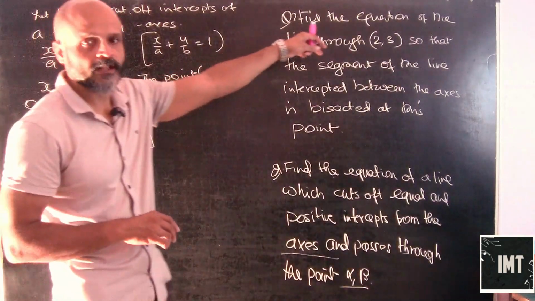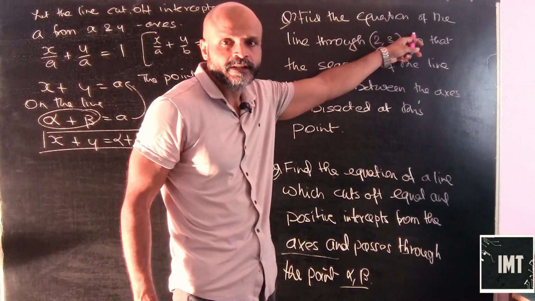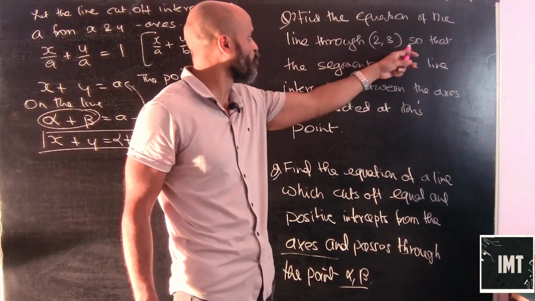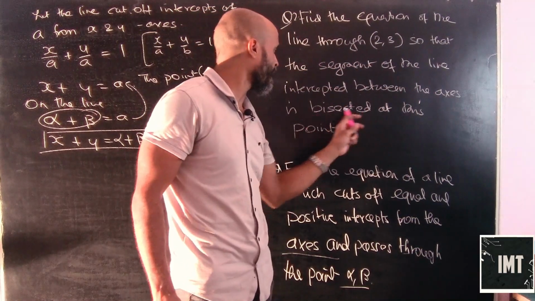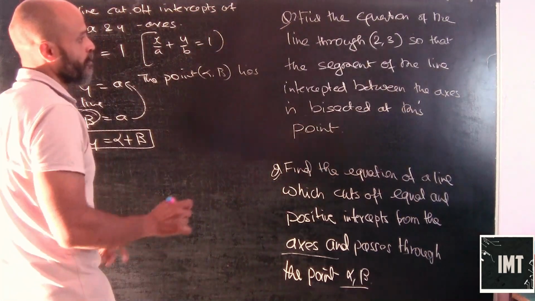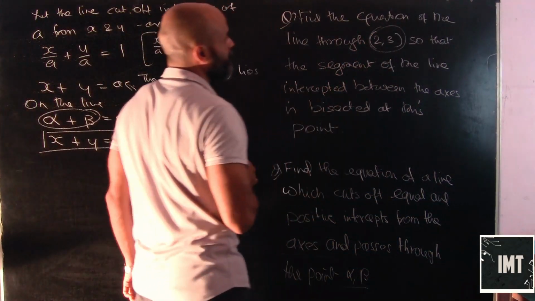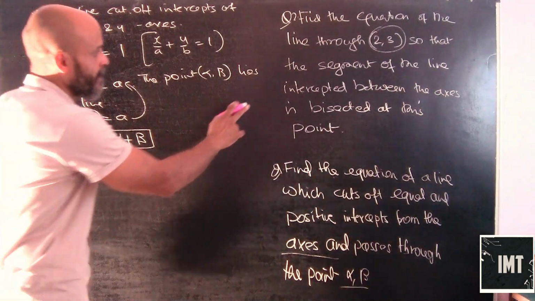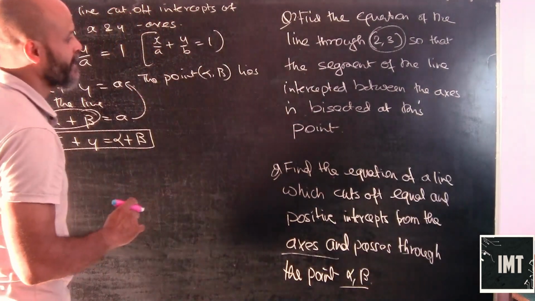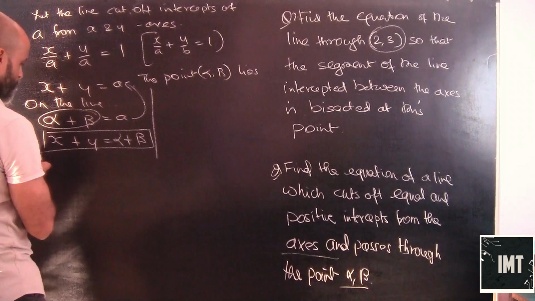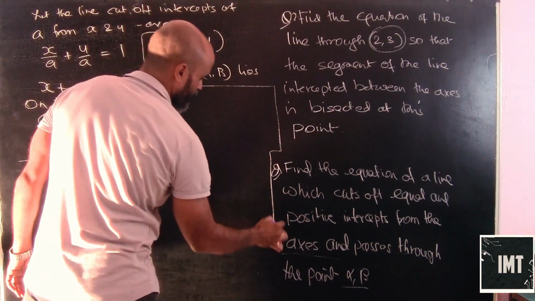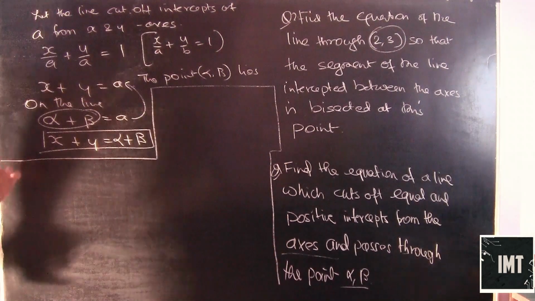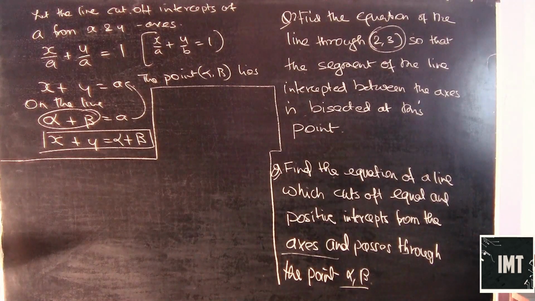Okay. The second question that we have here: find the equation of the line through 2, 3 so that the segment of the line intercepted between the axes is bisected at this point. So, the bisecting point is 2, 3. Let us draw the diagram out here so that we have enough space. We just check, will we be able to fit this?